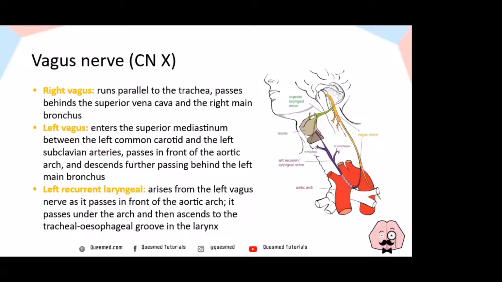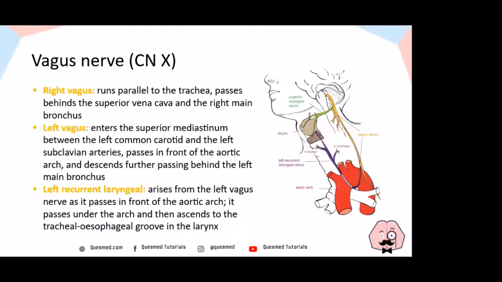The right one has a recurrent laryngeal branch as well, but it's different because the left one passes under the arch of the aorta and then goes back up towards the larynx. And it is important in controlling your vocal cords.